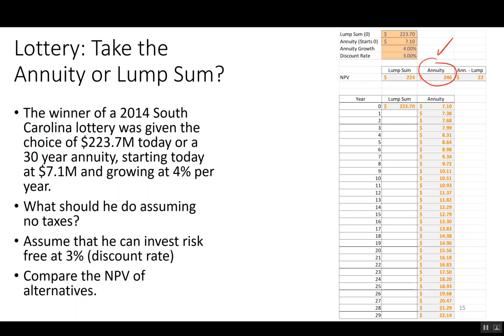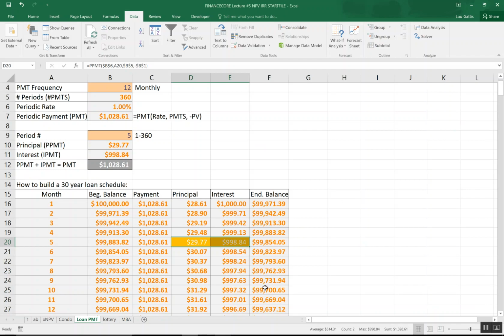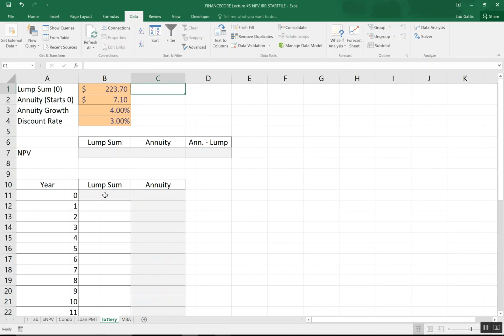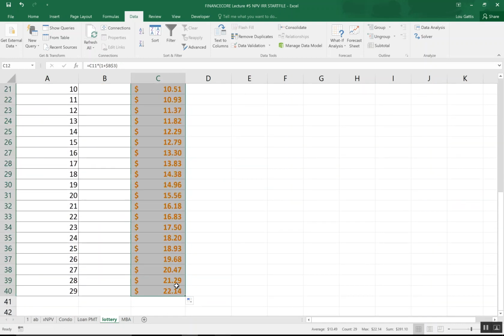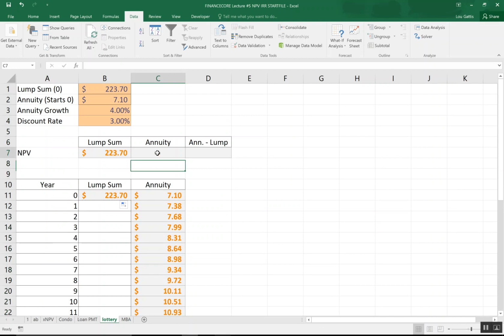So let's calculate the NPV of the 2 different lottery payouts. So I either get 223 today. All right, I don't need to actually calculate the NPV of that. The NPV will be 223. Or I can get $7 million today, and that $7 million will grow at 4% per year. So the cash flows are going to grow, and that last cash flow in 29 years is going to be $22 million.